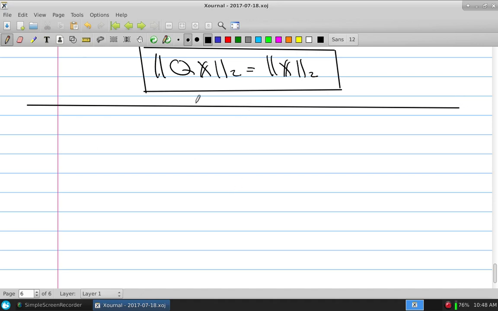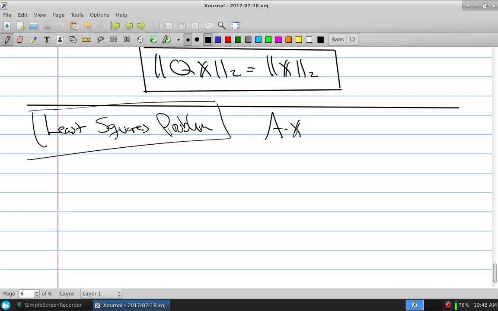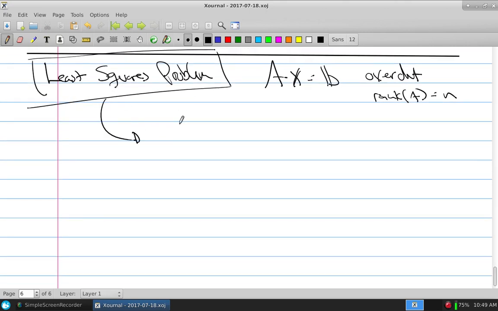And lastly, where we'll stop here, we'll talk about the least squares problem again. The least squares problem was Ax equals b is overdetermined, and the rank of A is equal to n. We have no free variables. So I have an overdetermined system and no free variables. How did we go about doing a least squares problem? The least squares problem was that x hat is a solution to A transpose A x equals A transpose b.